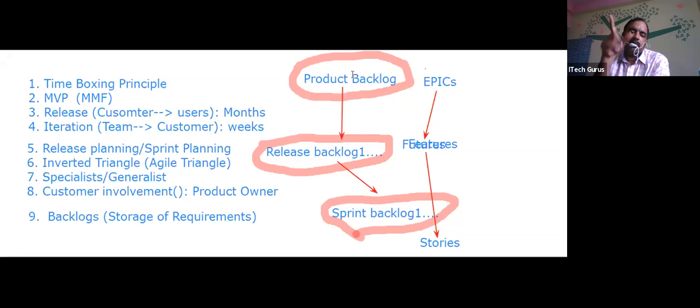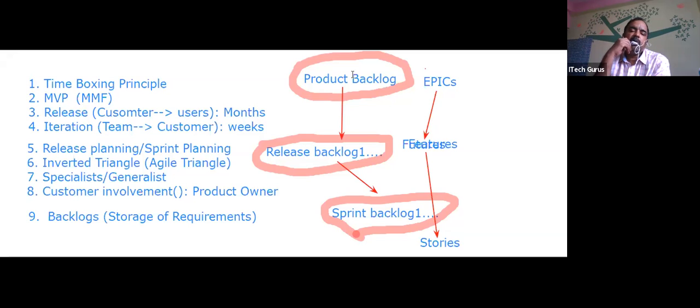So the product backlog usually will be in epics, but epics can be divided into features, and features can be divided into stories. Everything can be there in the product backlog. Release backlog also will have an epic, features, and story. But sprint backlog means you are going to do the sprint, so you will always have stories. Only stories. Stories are the minute level. Is that clear, all of you? So backlogs are called the requirements.